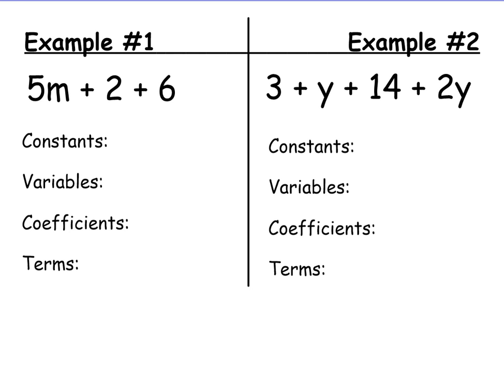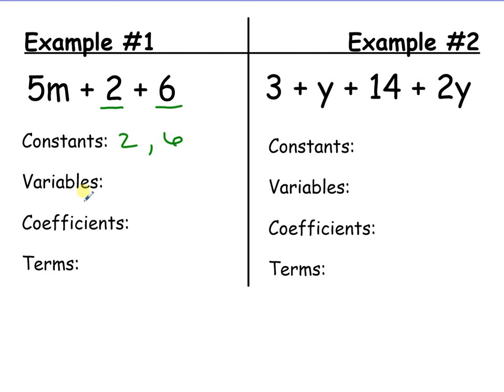So we have example number 1 over here. We have 5m plus 2 plus 6. We're going to first look for our constants, then our variables, then our coefficients, and then our terms. Remember that a constant is a number that is by itself. So here we have a 2 and we have a 6. There's no letter attached to them. They are by themselves. They're not going to change. So I'm going to list those out here, 2 and 6.